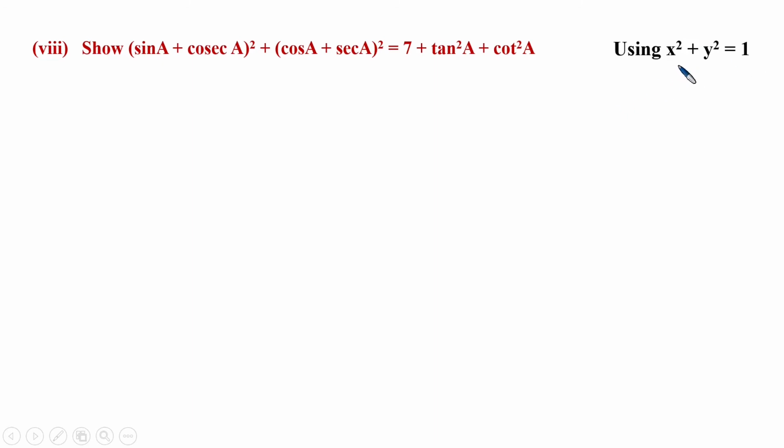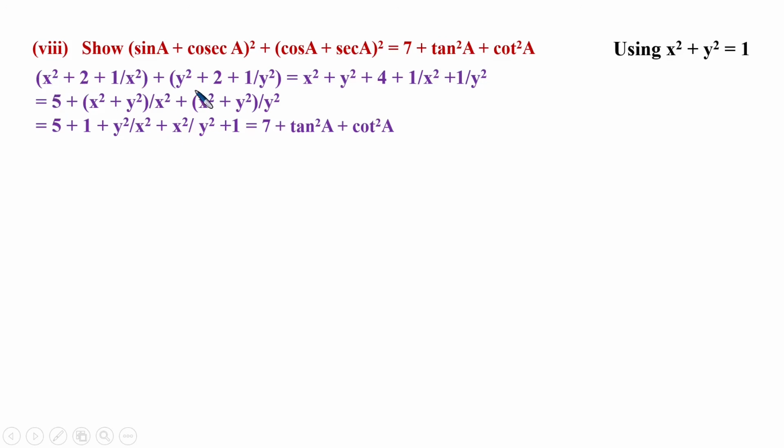As I have said, sin square theta plus cos square theta is always equal to 1. So this is valid. Now again I use this substitution method to make it short. So this is your x and this is your 1 by x. If I take the square and expand it, x square plus 2x times 1 by x, so the x cancels, only 2 remains, and 1 by x square.